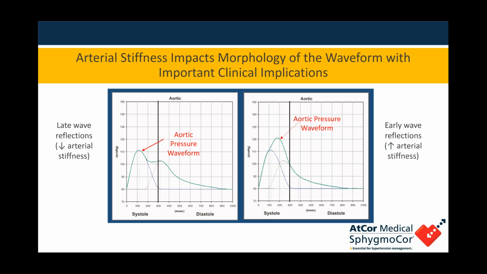And as we see in the first panel on the left, late wave reflections result in decreased arterial stiffness. And if the reflected wave due to increased arterial stiffness occurs earlier, the aortic systolic pressure is augmented due to a merging of the reflected wave and the incident wave, and you get a higher systolic pressure after a little notch in the upstroke of the systolic pressure wave.